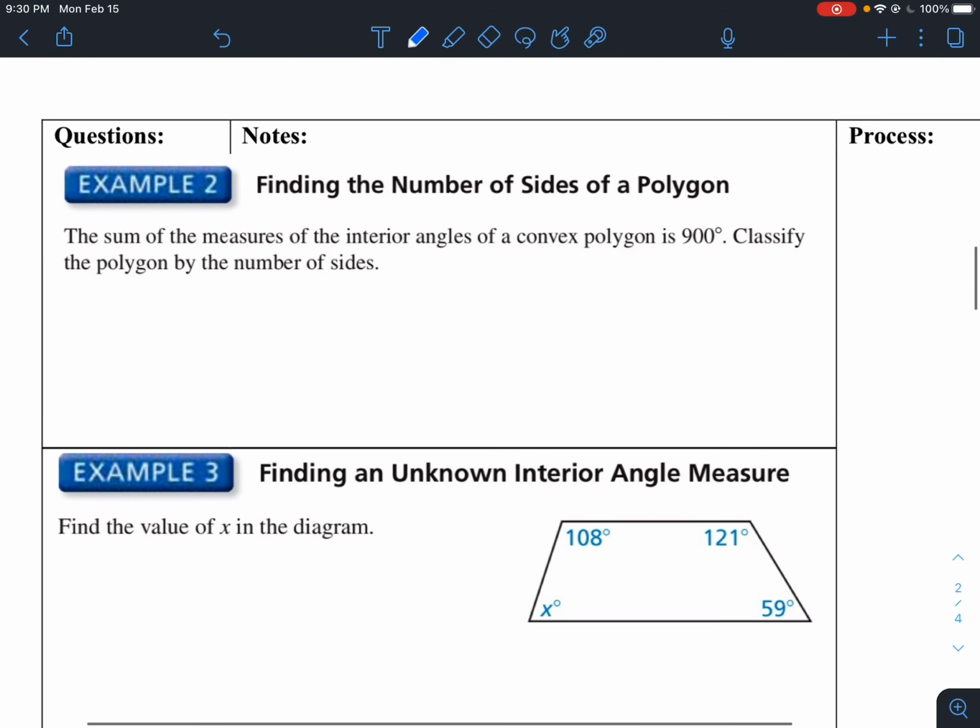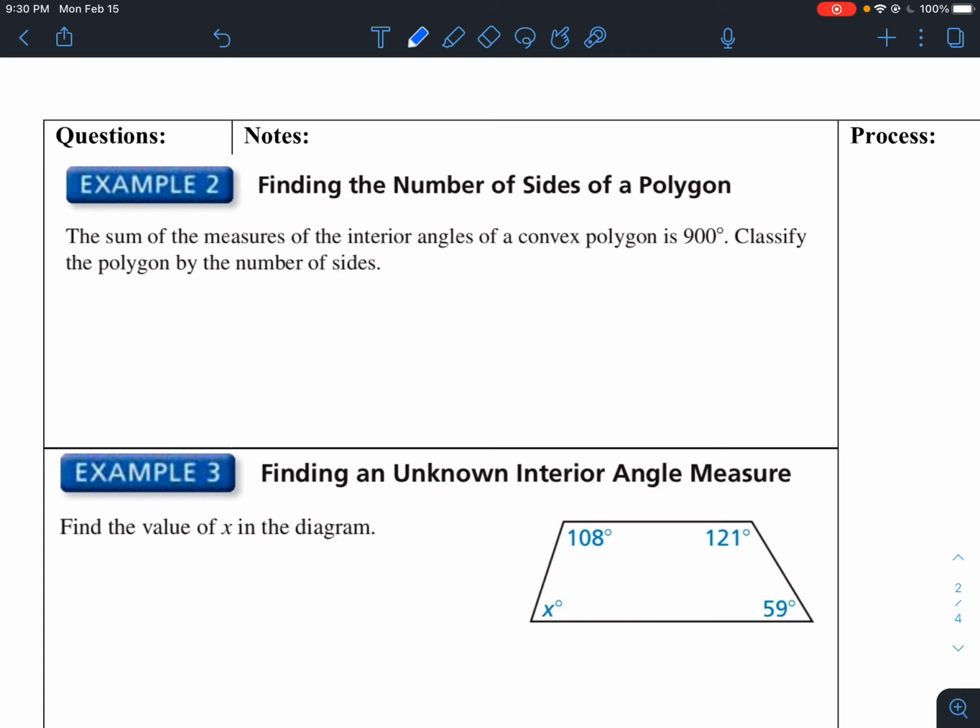Okay, let's come down here. So finding the number of sides of a polygon. Here it says the sum of the measures of the interior angles of a convex polygon is 900 degrees. So I know that the sum is 900 degrees. So let's use our equation. So I know n minus 2 times 180 is equal to 900 degrees. Now can I find the number of sides of this polygon? Here I can just use algebra to find the number of sides. So I could distribute this 180 in here, so I get 180n minus 360 equal to 900.